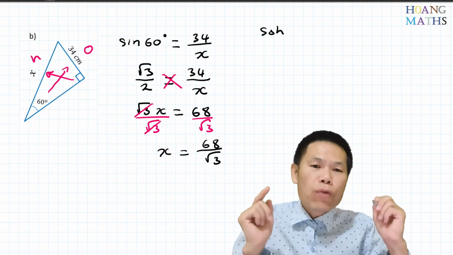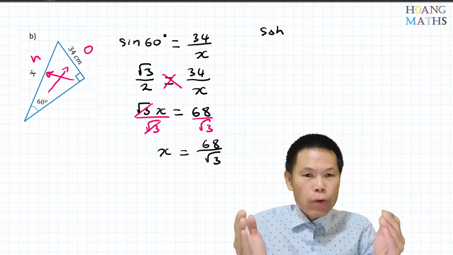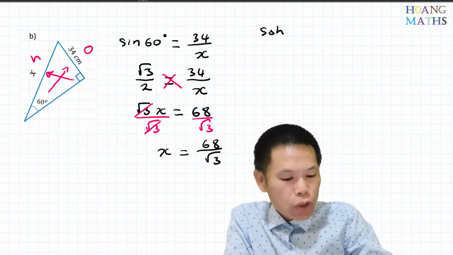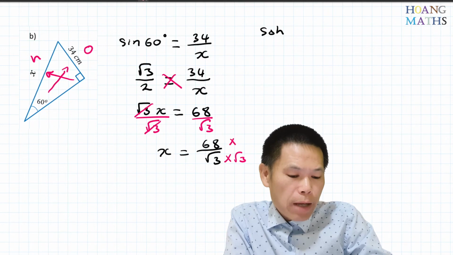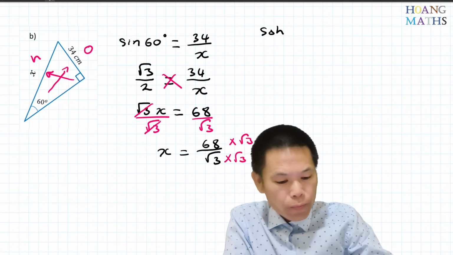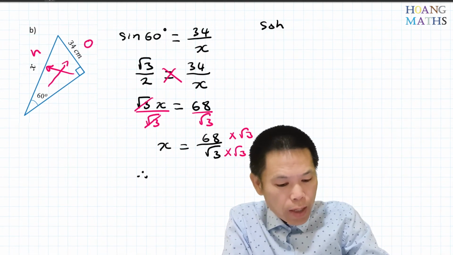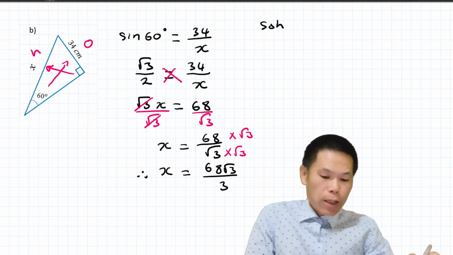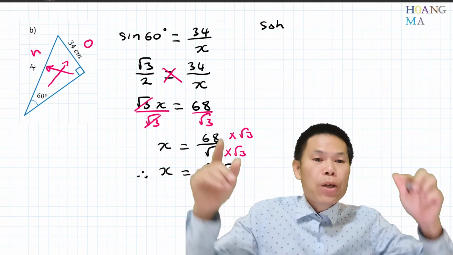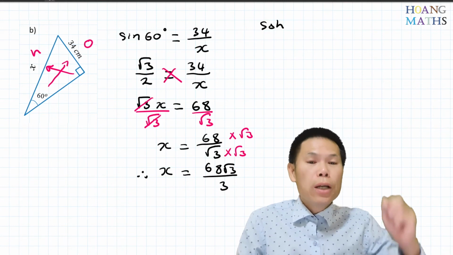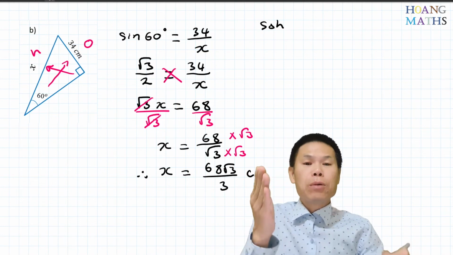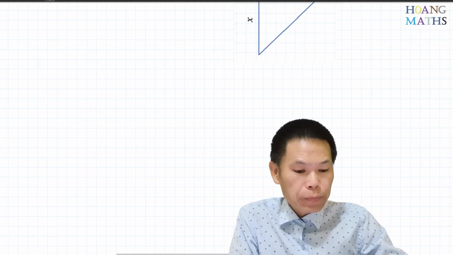But normally we don't write roots down the bottom. So to get rid of that, we need to times by itself, in this case. So I times by root 3, I times by root 3. So therefore, x is equal to 68 square root of 3 over root 3 times root 3, which is 3. So I cannot simplify it further. So therefore, x is equal to 68 root 3 over 3. And don't forget the units, centimeters. Last one.